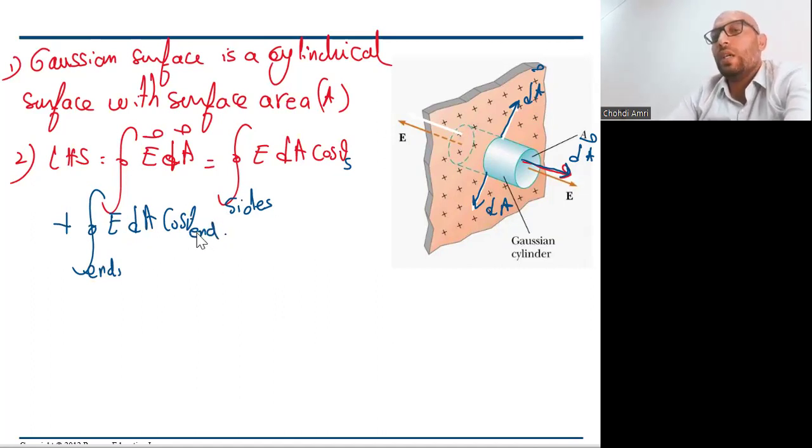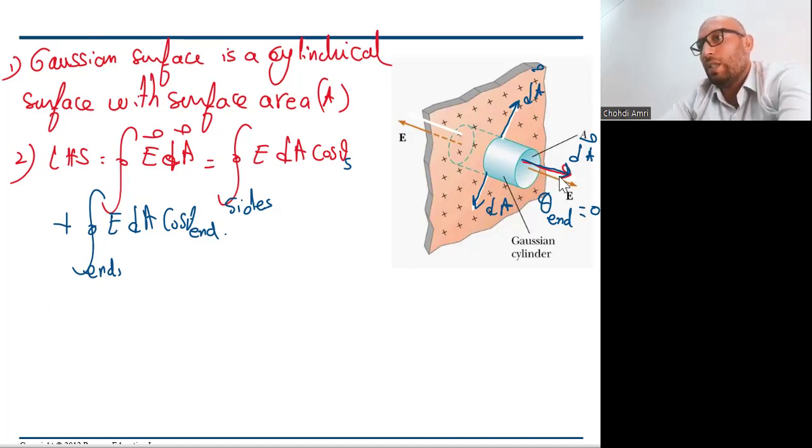Okay, what is the angle between dA and the vector E for the ends? Here, theta for the ends is 0. But here the electric field is in this direction, let's say in the x direction, and the vector dA is along the y. So the angle between them, theta for the sides, is 90. Cosine 90 is 0, so we will cancel this term.